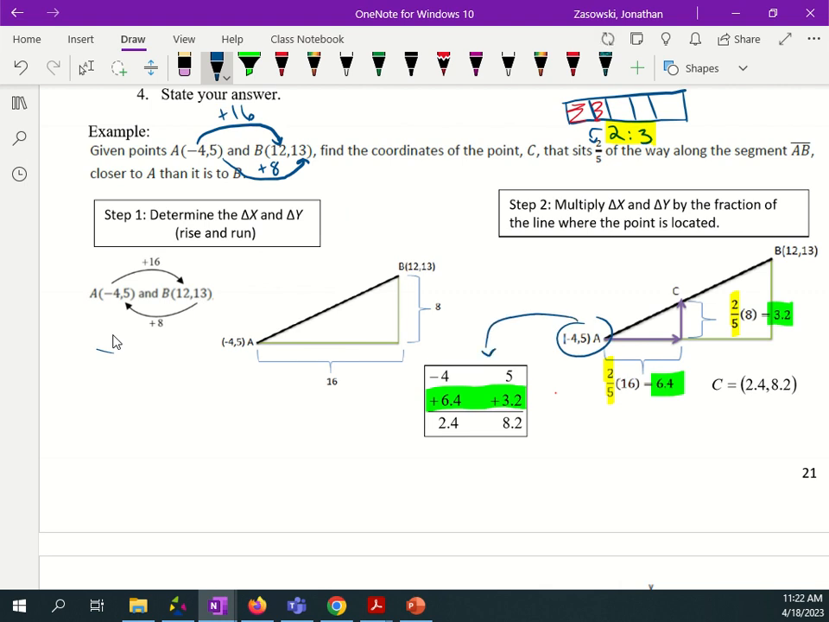-4 plus 6.4 gives me the new x coordinate, which is what point C is, and 5 plus 3.2 gives me the new y coordinate of point C. And I'm done. That's it.